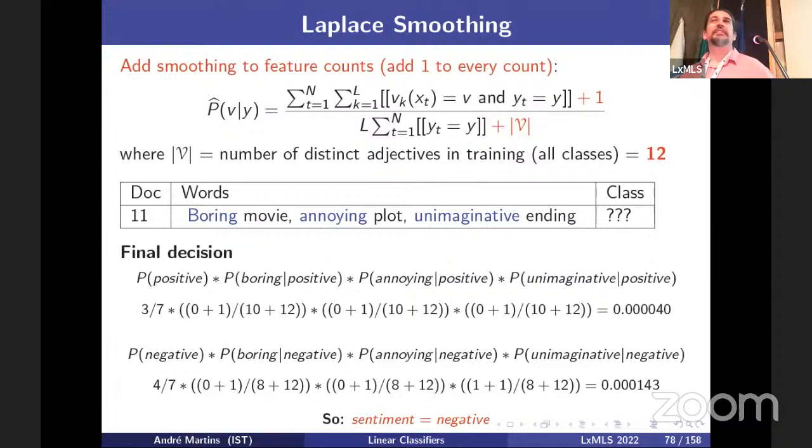Does this make sense? Okay. Have you seen this before? Okay. How many of you already knew the naive Bayes algorithm? Naive Bayes model. Okay.